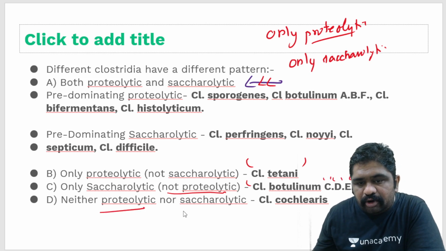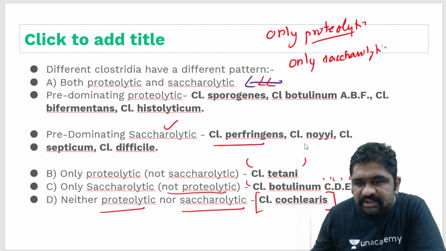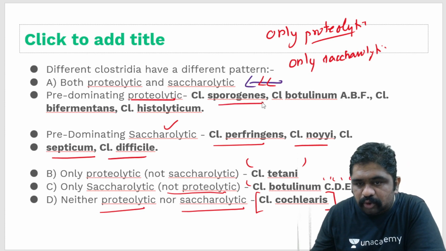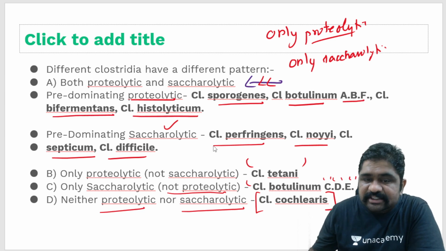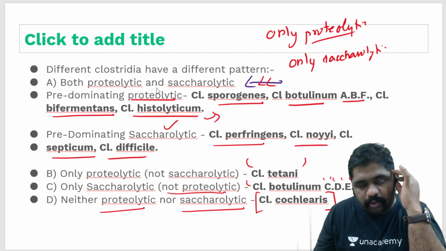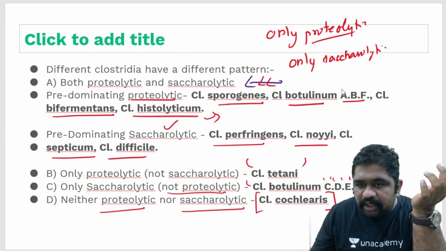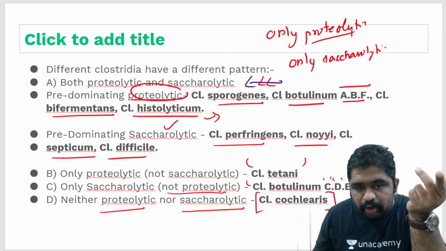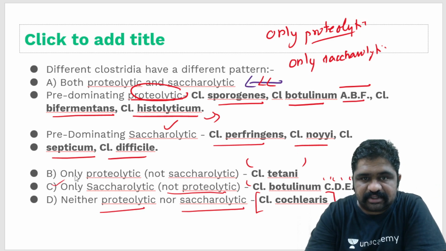If it is neither proteolytic nor saccharolytic, it is Clostridium cochlearium. If it is predominantly saccharolytic, it is perfringens, novyi, septicum and difficile. And if it is predominantly proteolytic, it is sporogenes, botulinum A, B, F types and Clostridium bifermentans and histolyticum. Histolyticum, histo, tissue. If you have to break the tissue, then it has to be proteolytic enzyme requirement. Bifermentans, fermentation may require proteolytic activity. Now botulinum A, B, F will come under predominantly proteolytic, while botulinum C, D, E is non-proteolytic and only saccharolytic. These are the important points which you can take for your exams. All the very best.